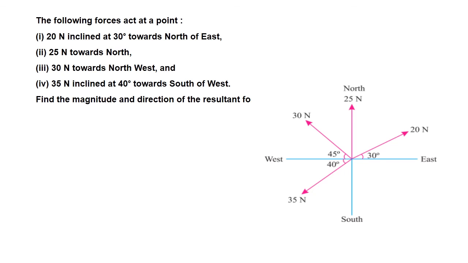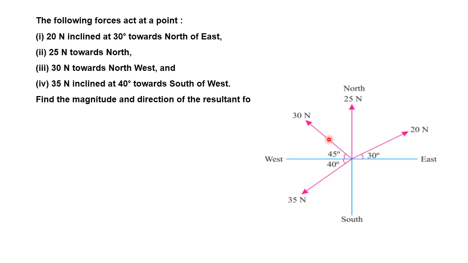Similarly, this is one more problem. Instead of giving it like this, here it is given in a subjective manner. From this you have to draw the forces acting in which direction, like 20 Newton inclined at 30 degree with the northeast, 25 towards the north. Okay, so it is acting in the vertical direction, so it has no component along horizontal direction. Only it has an effect in the vertical direction.